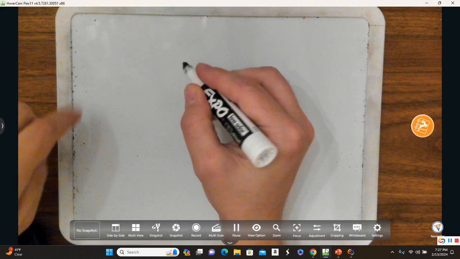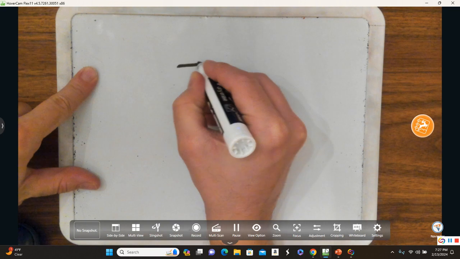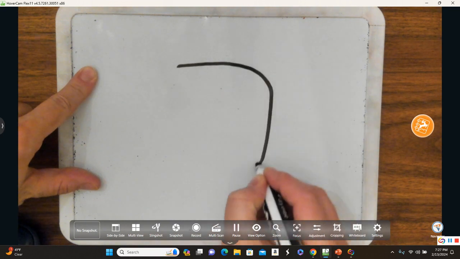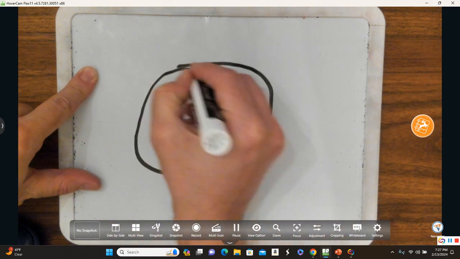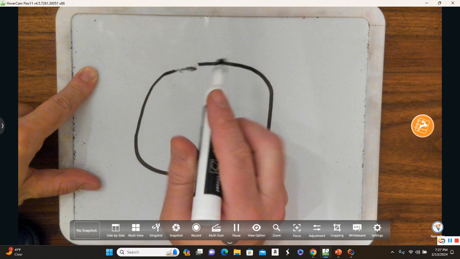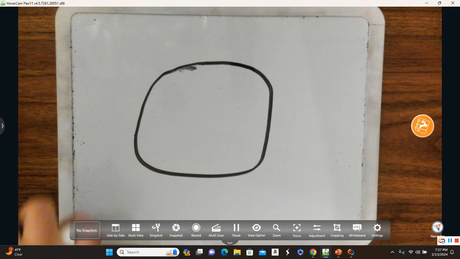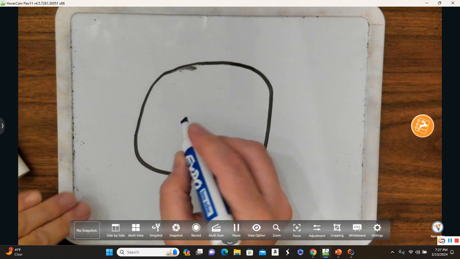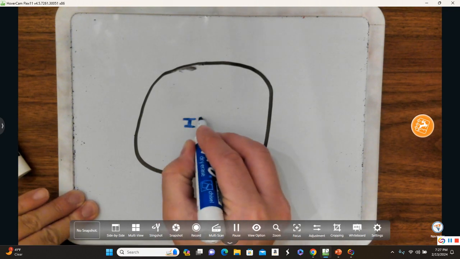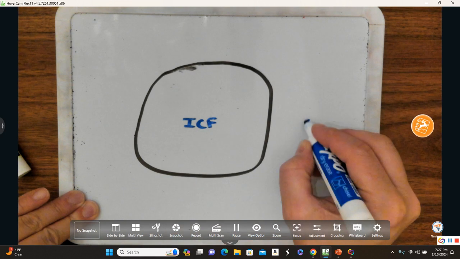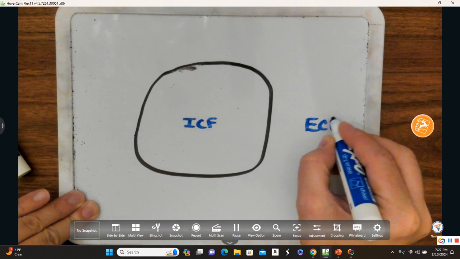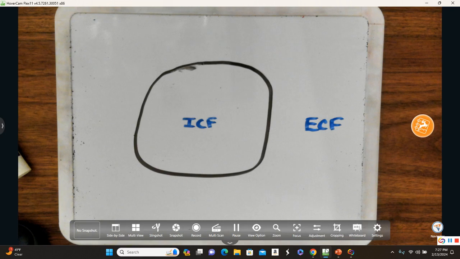Okay, now, here we have a cell, and we have a fluid. We have our ICF, and we have our ECF. Now, how are we going to get these?